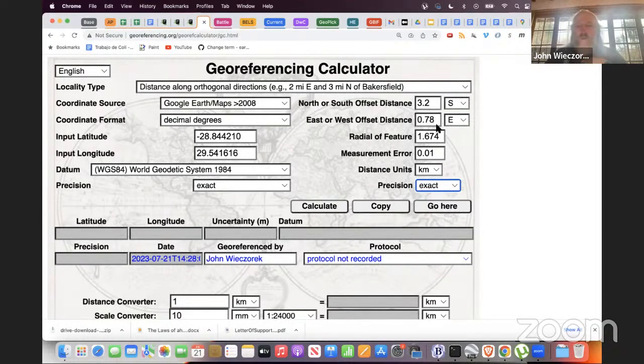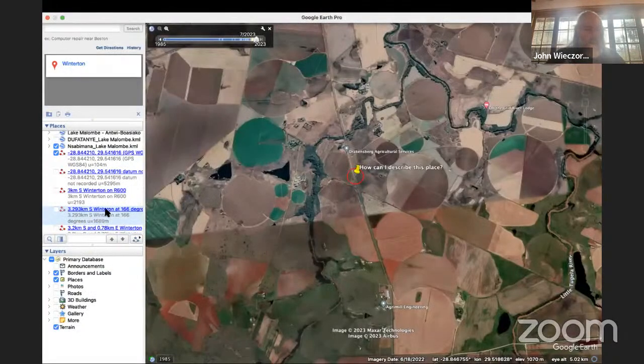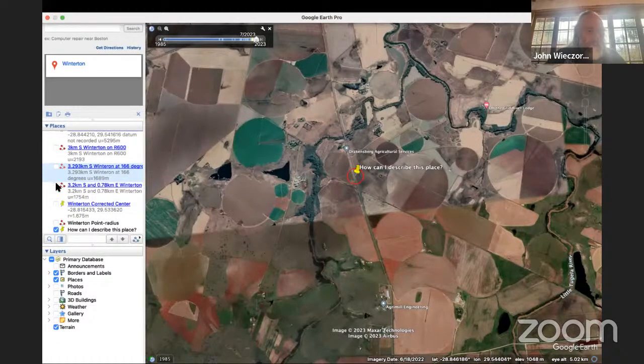I'm going to follow what the best practices document says and use the more specific of those two as my distance precision. So in this case, it should be 0.01 kilometers or 1/100th of a kilometer. And then I do my calculation. And I've done everything correctly. I get this orthogonal directions interpretation.